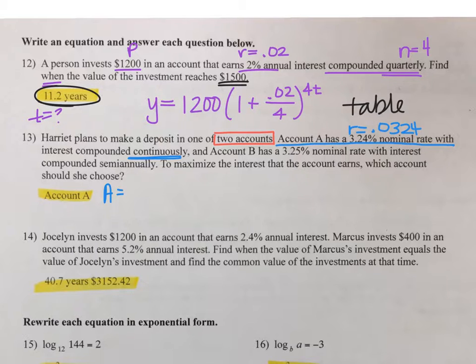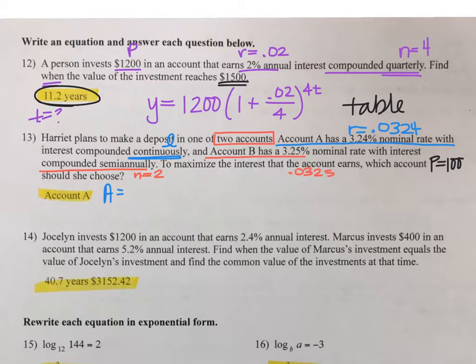All right, my other account is account B. They give me the rate again. So here that rate is 0.0325. And this time we're compounded semi-annually, which means N is going to equal 2. Remember, continuously meant I had the e. You may notice that the part that's missing is the principal. And we talked about in class, if they don't give you a principal, you just get to pick an easy number. So I don't know, to me, an easy number is 100. You can pick whatever number you want there.